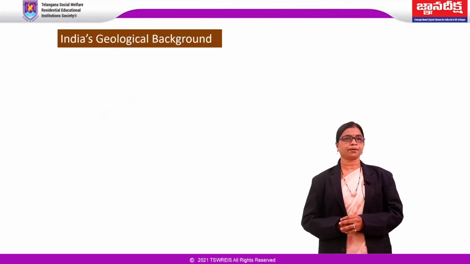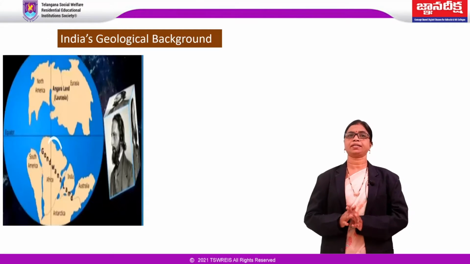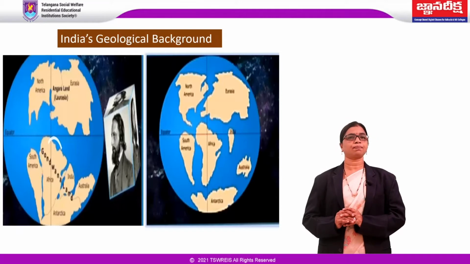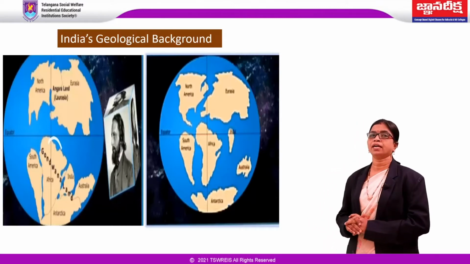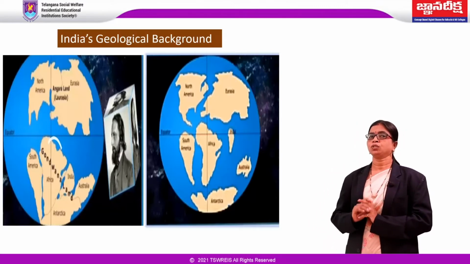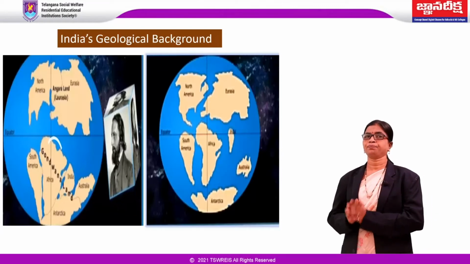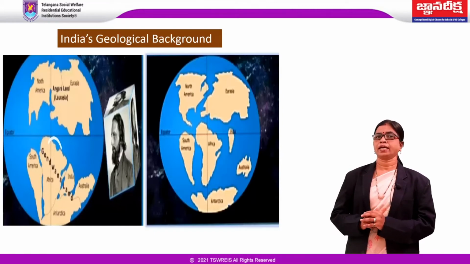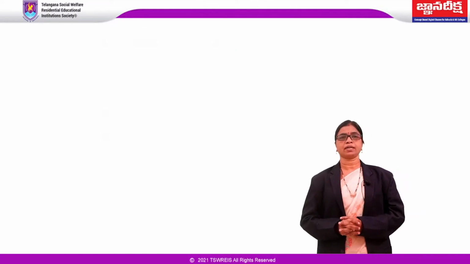India's geographical background. India's geographical position is a result of plate tectonics. It is the shifting of enormous rigid crustal plates over the Earth's underlying layer of molten material. The world's landmass originated from two giant lands, Angara land, also called Laurasia, and Gondwana land, which was named by the Austrian scientist Edward Suess. India was a part of Gondwana land.